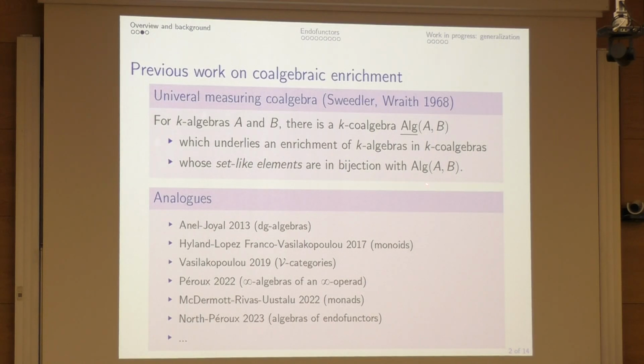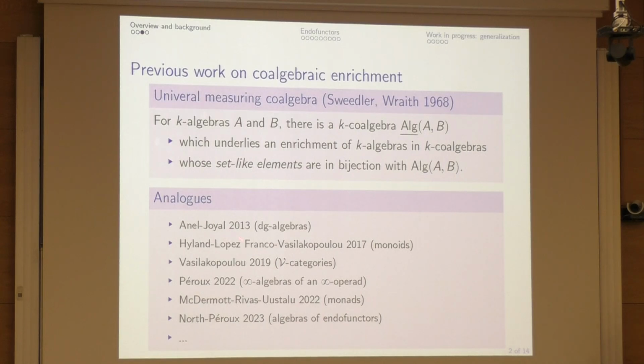And then, of course, it's corroborated by the fact that this universal measuring coalgebra that Sweedler constructed underlies an enrichment of the category of K-algebras in the category of K-coalgebras, so that we can extract from these enriched terms the original unenriched terms. And indeed, there he gives a nice characterization of what are called the group-like elements, or I will use the term set-like elements, that represent the actual algebra homomorphisms between A and B.